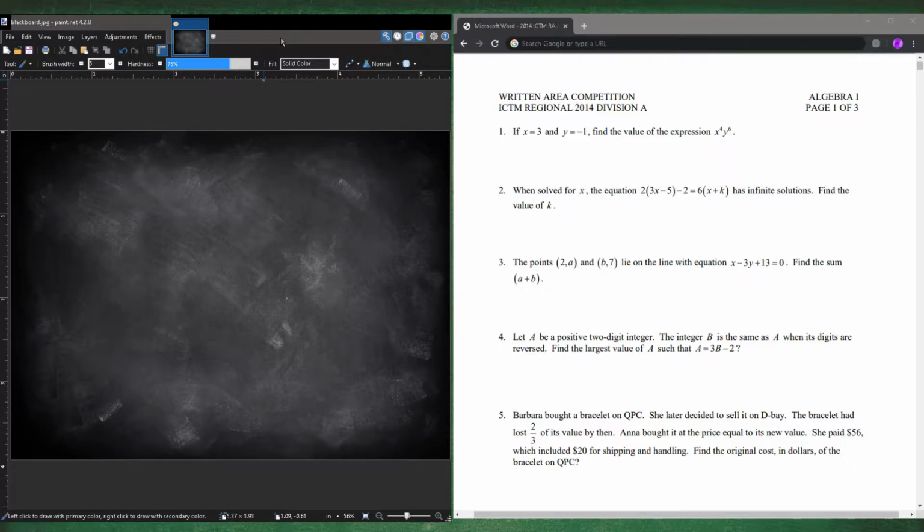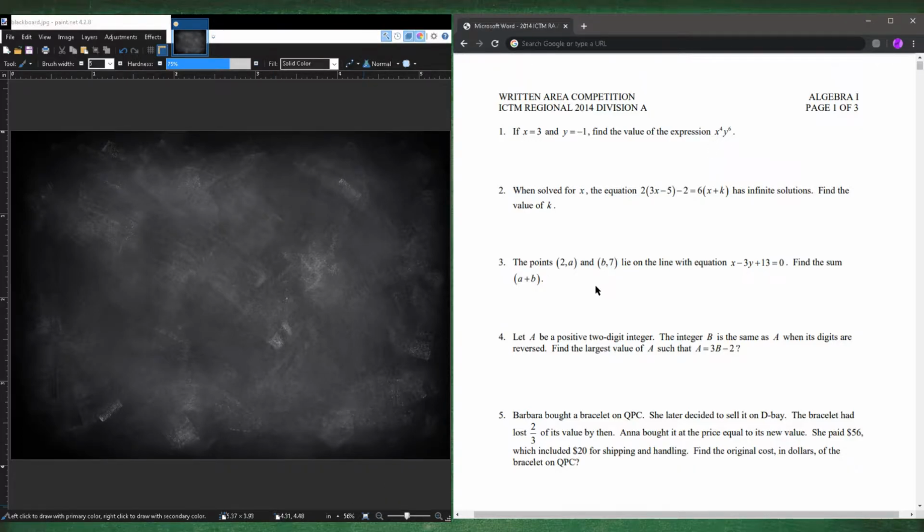Okay, number 1. If x is equal to 3 and y is equal to negative 1, find the value of the expression x to the power 4 and y to the power 6. So all we have to do is plug it into the equation. So that's 81, because 3 to the power 4 is 81, and then negative 1 to the power 6. Negative 1 to the power of even is just 1. So that answer is just 81. And that's basically just that simple.